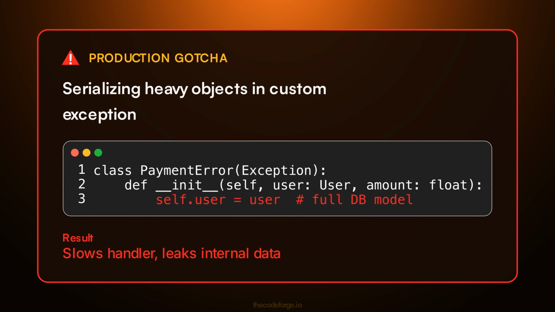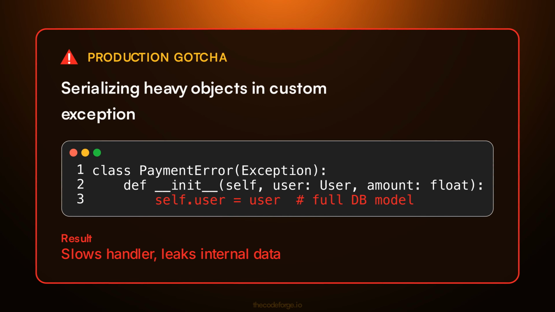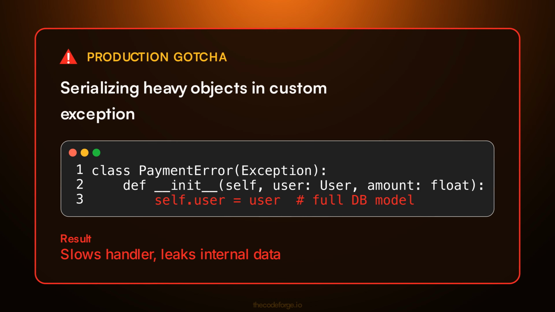Passing full database models and exceptions can slow down handler execution and leak internal state. Keep exception attributes minimal, only the data needed to format the error response.